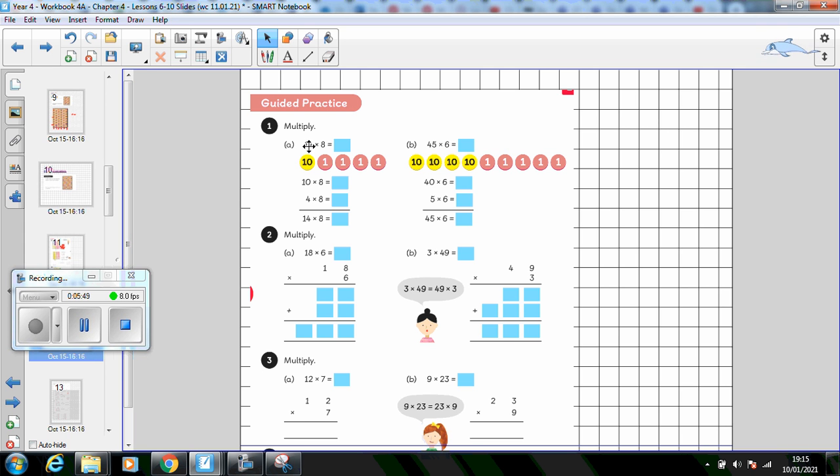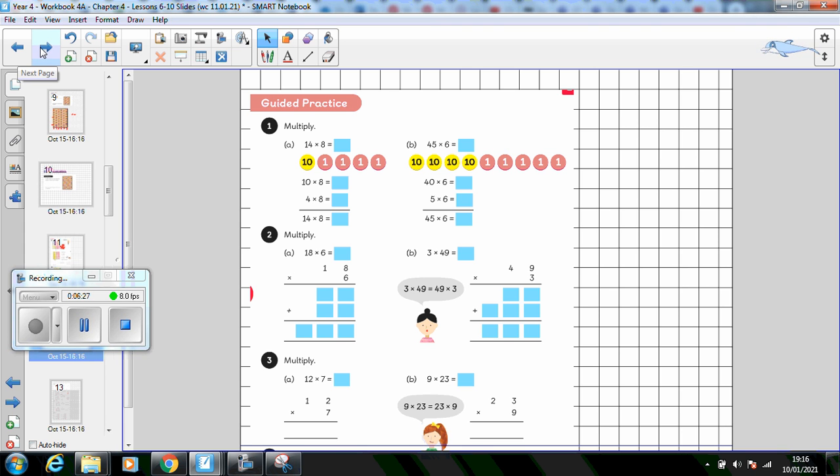Here our 14 is represented by 1 ten and 4 ones. We've got our 8 times 4 here and our 8 times the 10 here. To work out 14 times 8, we use those two facts added together. It's just laid out in a slightly different format. Okay, pause the video while you do that.